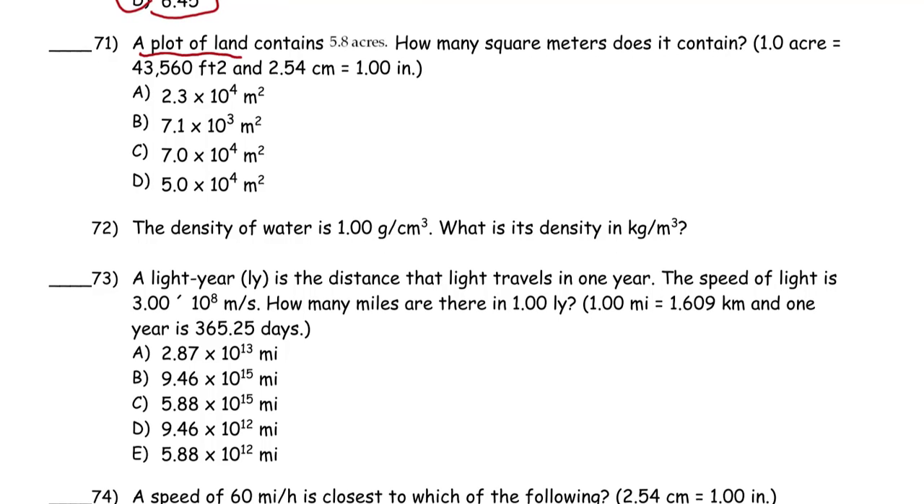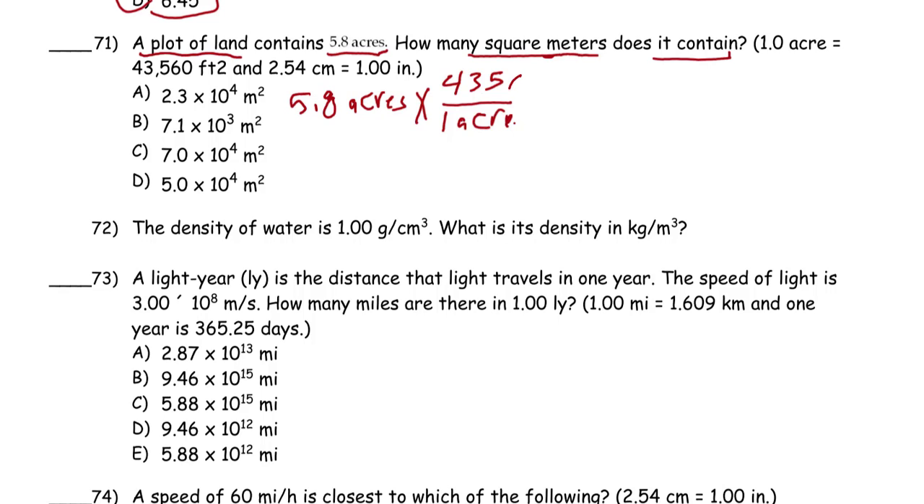A plot of land contains 5.8 acres. How many square meters does it contain? He needs to convert this area, 5.8 acres, to square meters. So at the beginning, 5.8 acres times 1 acre equals, as the answer we got from before, 43,560 square feet, right? Acres goes with acres.